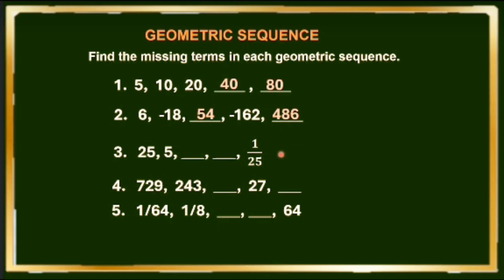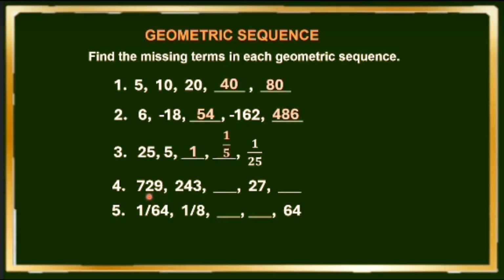In number 3, we have 25 followed by 5. So obviously that is dividing by 5. 25 divided by 5 equals 5. 5 divided by 5 equals 1. 1 divided by 5 is 1/5. In number 4, this is dividing by 3.